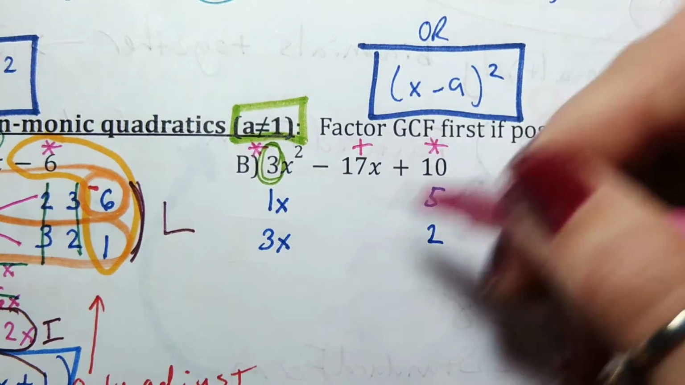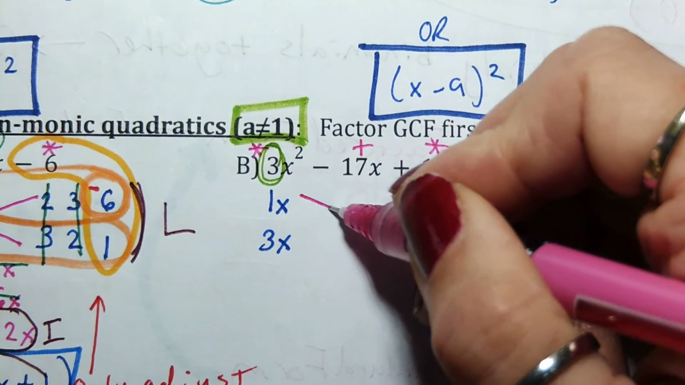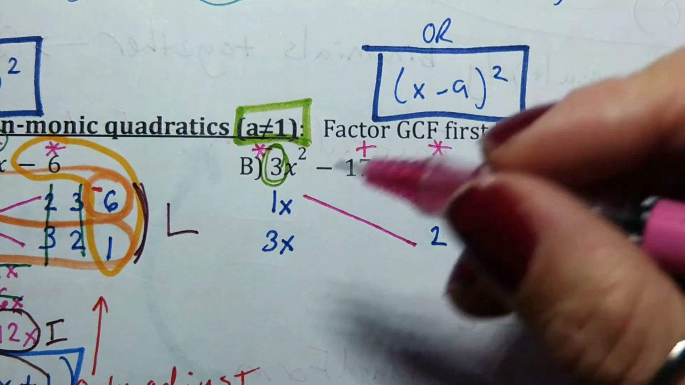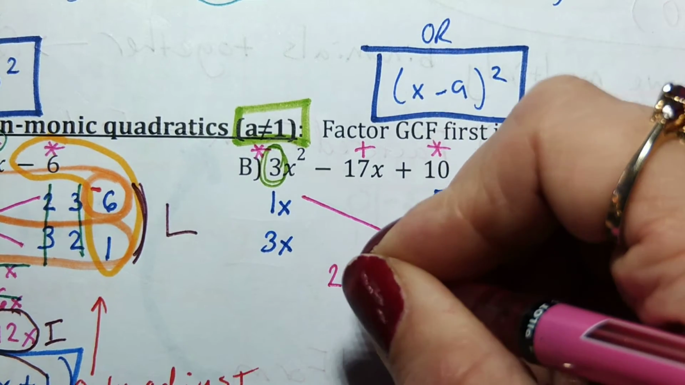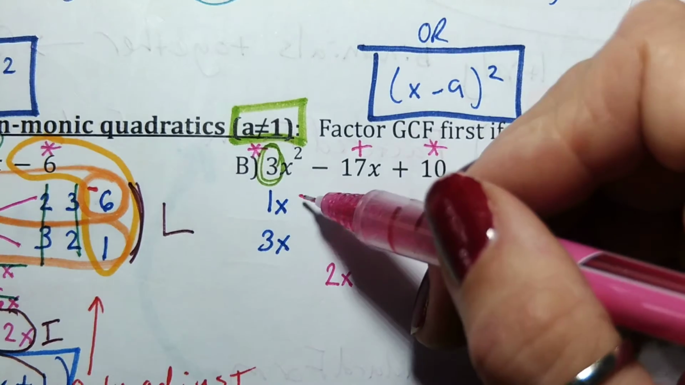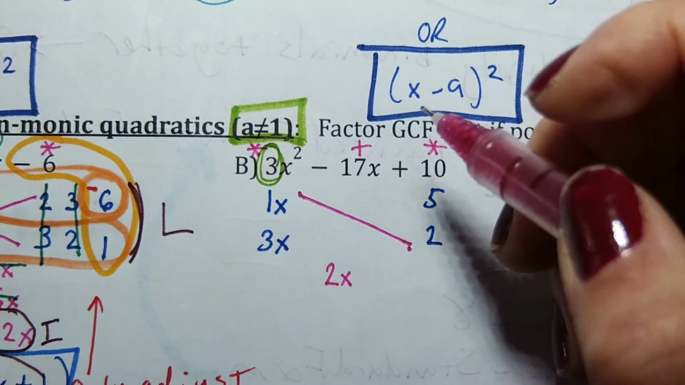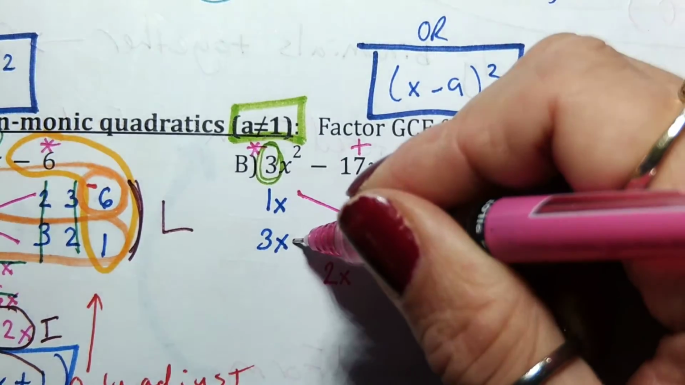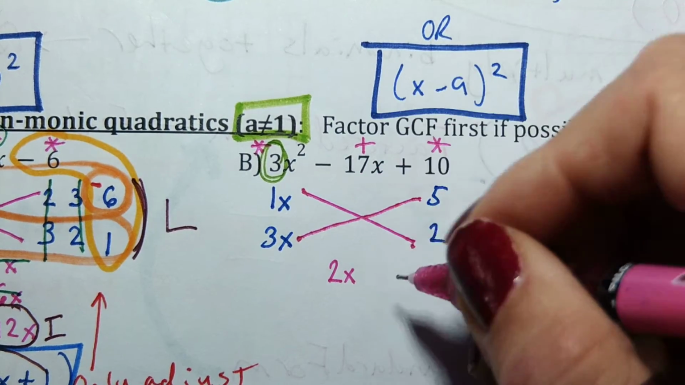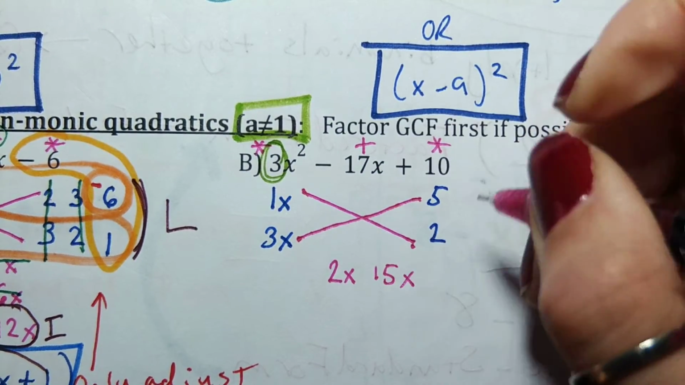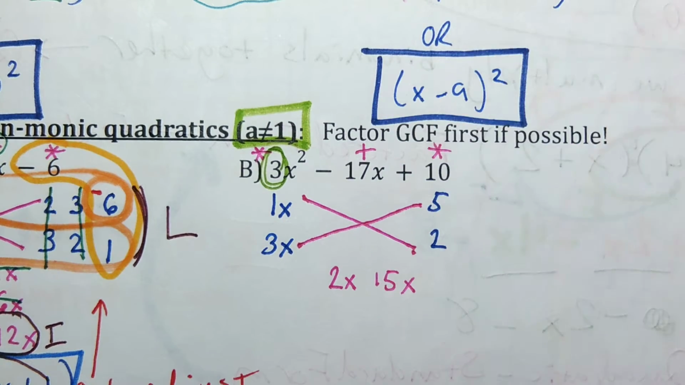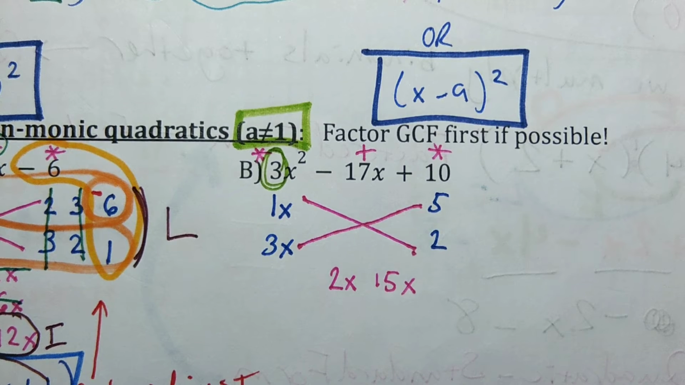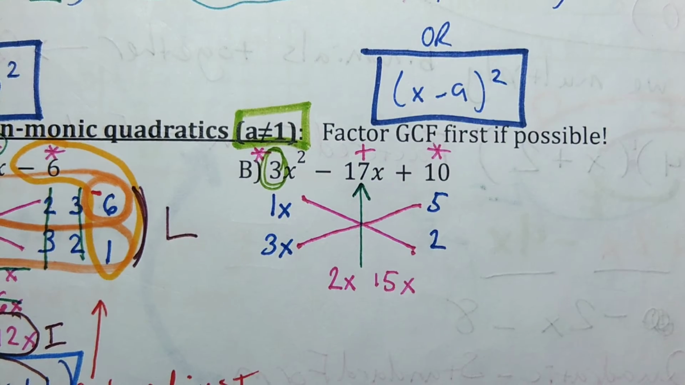So product, and now we multiply in an x shape. So 1x times 2 gives me 2x. So this times that. Then I do the other side of the x. 3x times 5, 15x. Is there any combination of these terms, positive or negative, that will give me the sum of negative 17 that we want?